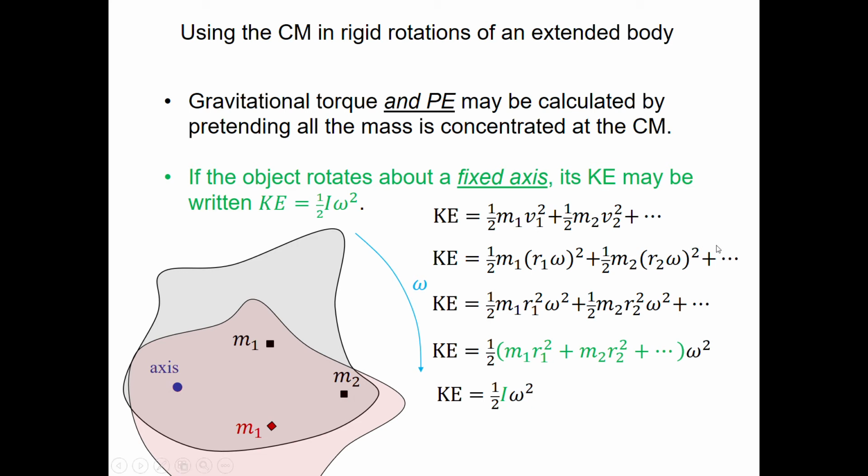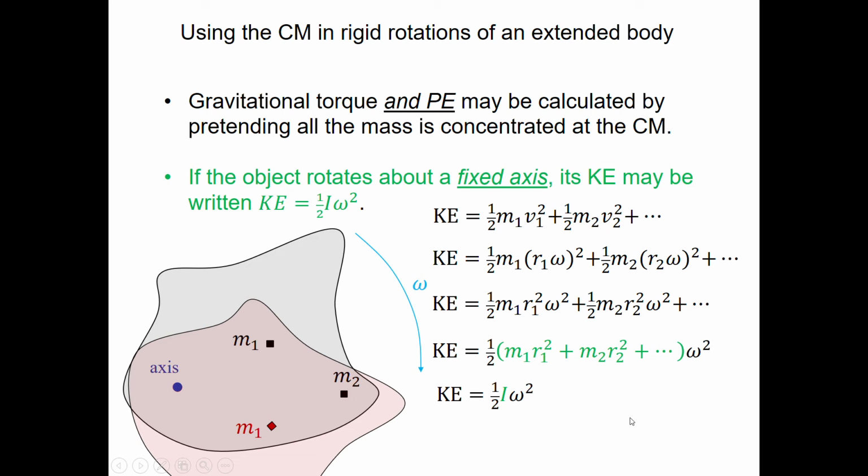And then squaring each of those terms in parentheses gives me an r2 squared omega squared. Then factoring out everything that doesn't depend on the 1s and the 2s and the 3s, the different bits of mass, there's a 1/2 I can factor out on the left. There's an omega squared because there's only one omega for the whole object at any given time. So all those omegas are the same. Let's factor that omega squared out on the right-hand side. And what's left in the middle is, by definition, the moment of inertia of the object.